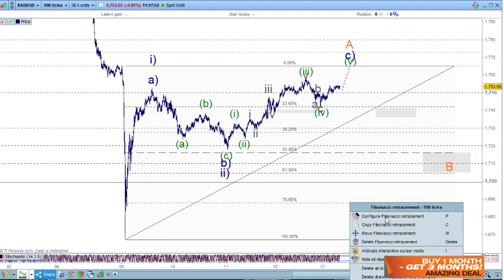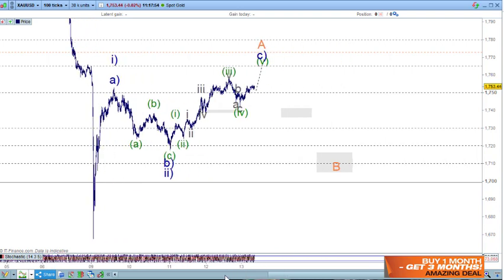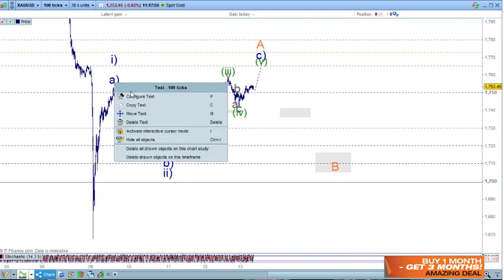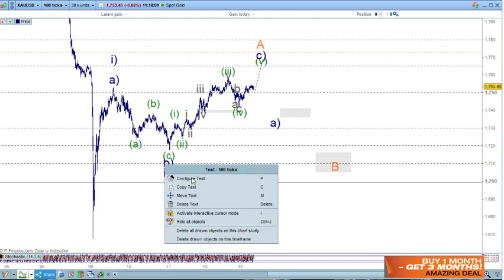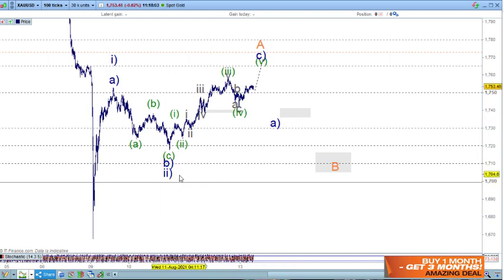And so I think that would also be in 3 waves as well, if that was going to be the case. So we can look for an A wave probably at the 61.8%. That was the wrong one.